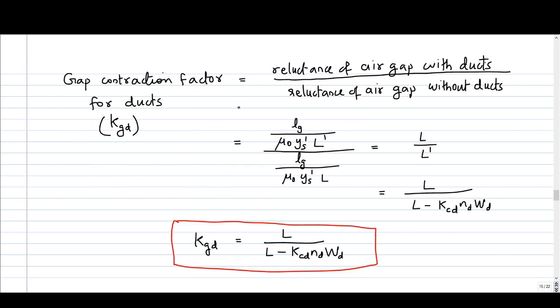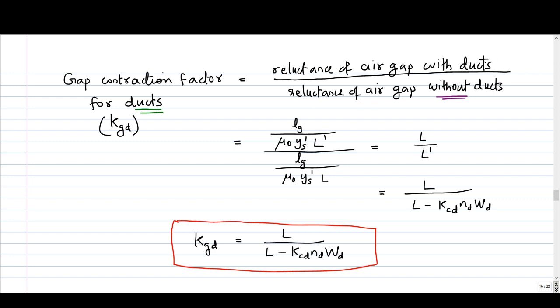Now, the gap contraction factor for ducts. We have defined the gap contraction factor for slots. Similarly, you can define it for ducts. This is the ratio of the reluctance of the air gap with the ducts divided by the reluctance of the air gap without ducts. Previously there was a change only in this Ys term. Core length was the same in both cases, with the smooth armature and with the slotted armature. But here the core length is also different in both cases.